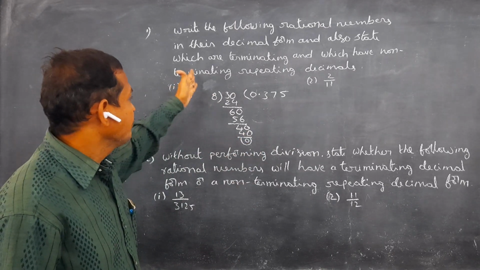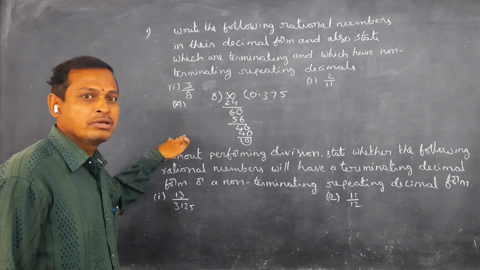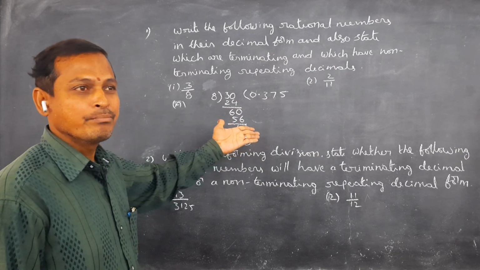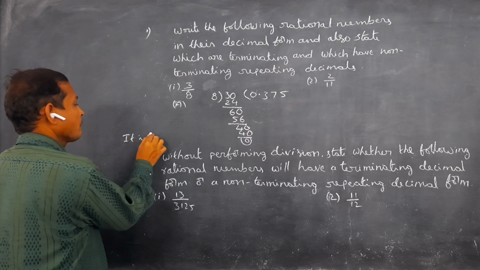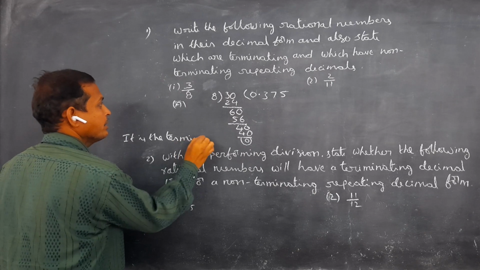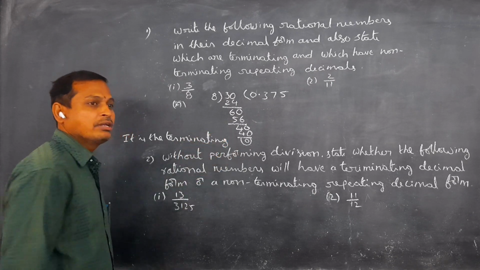For the given fraction the remainder value is 0. So this is a terminating decimal. It is a terminating decimal.